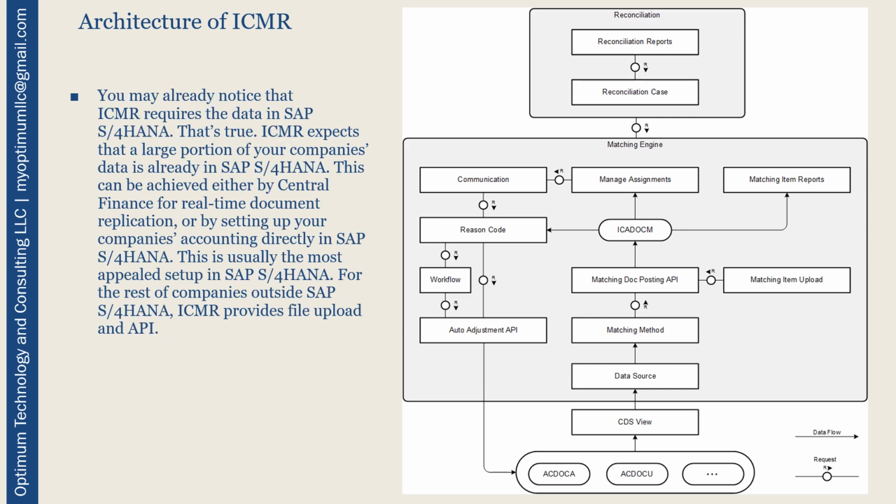Architecture of ICMR. You may already notice that ICMR requires the data in SAP S/4HANA. That's true. ICMR expects that a large portion of your company's data is already in SAP S/4HANA. This can be achieved either by central finance for real-time document replication, or by setting up your company's accounting directly in SAP S/4HANA. This is usually the most appealing setup in SAP S/4HANA. For the rest of companies outside SAP S/4HANA, ICMR provides file upload and API.